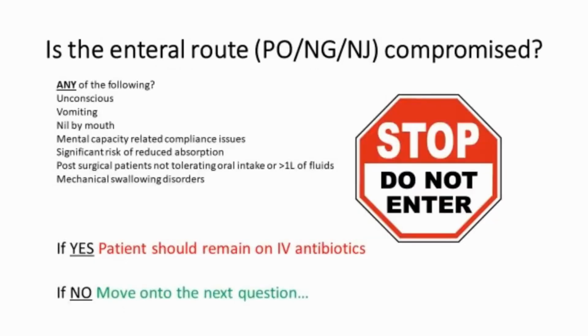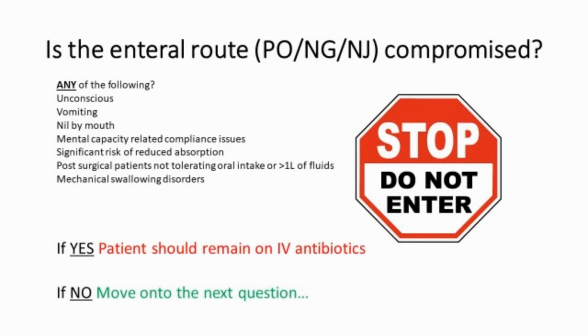Is there any compromise of the enteral route? This includes the oral route, as well as the possibility of nasogastric or nasojejunal tube, which may be in situ or considered. If there are barriers to utilising the enteral route, document this clearly in the medical notes and review frequently as appropriate. Examples include where the patient is unconscious, where the patient is vomiting, where the patient is nil by mouth, in which case also consider time frame. Is it for just one dose or until the next medical review?